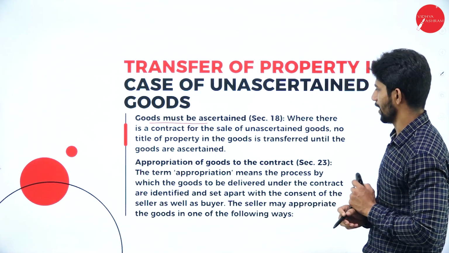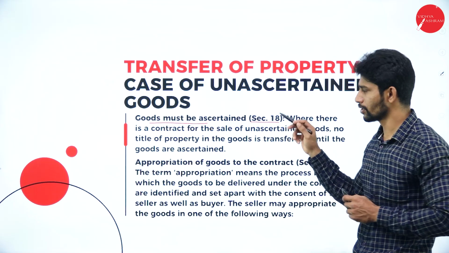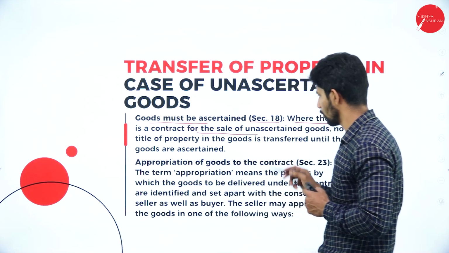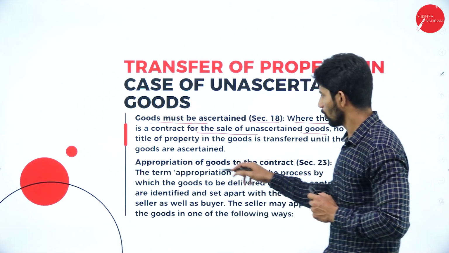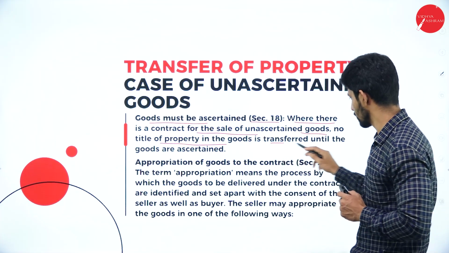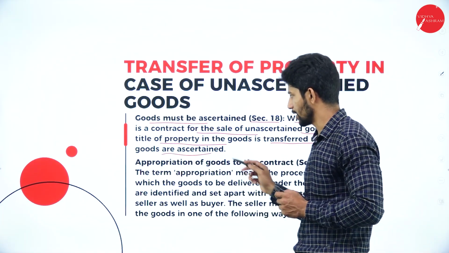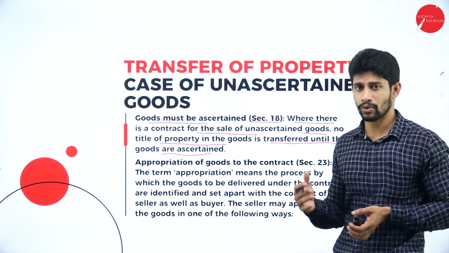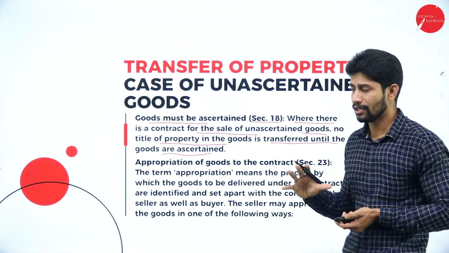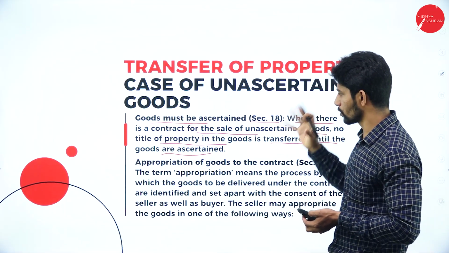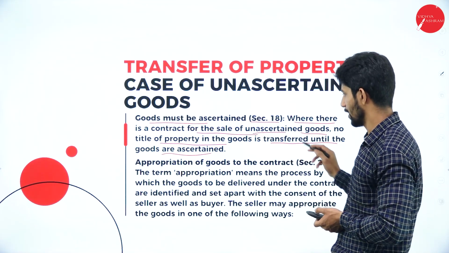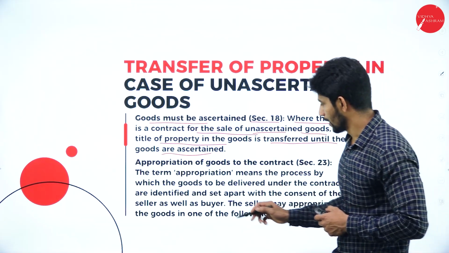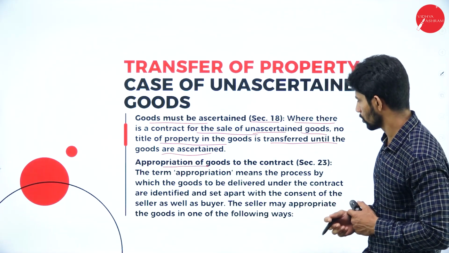Next, goods must be ascertained. Yes, section 18 explains this. Where there is a contract for the sale of unascertained goods, no title of property in the goods is transferred until the goods are ascertained. The goods should be ascertained and the price should be determined; then only the ownership will be transferred from one person to another. If the goods are unascertained, then the title of the property will not be transferred to the buyer.